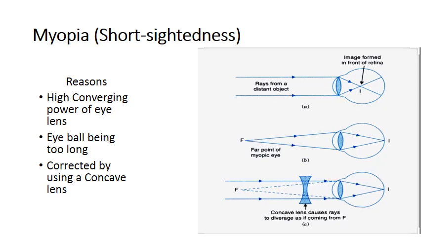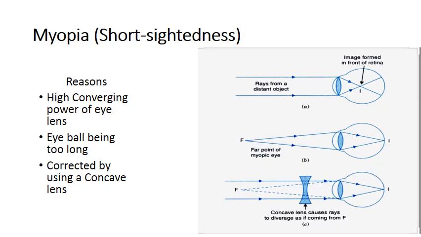How exactly does this work? There can be two possible reasons for myopia to occur. The very first is high converging power of the eye lens. I will explain to you how exactly this can arise. And the second reason is the eyeball being too long. But most of the time I believe that it is the first reason that occurs. High converging power of the eye lens.